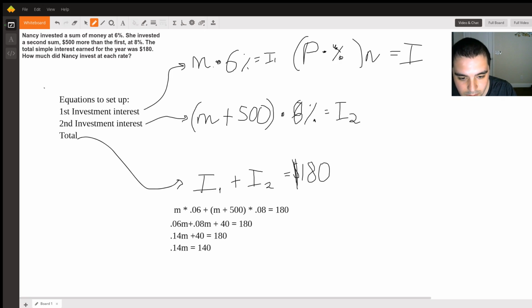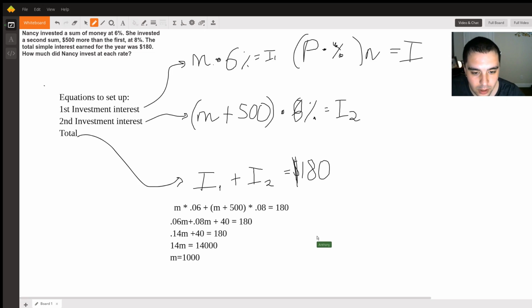If we divide, we'll just move this decimal point over so that if I had to multiply by 100 there, I had to multiply by 100 there. And then I just divide it out, and M equals 1,000. There we go. That's not so bad.